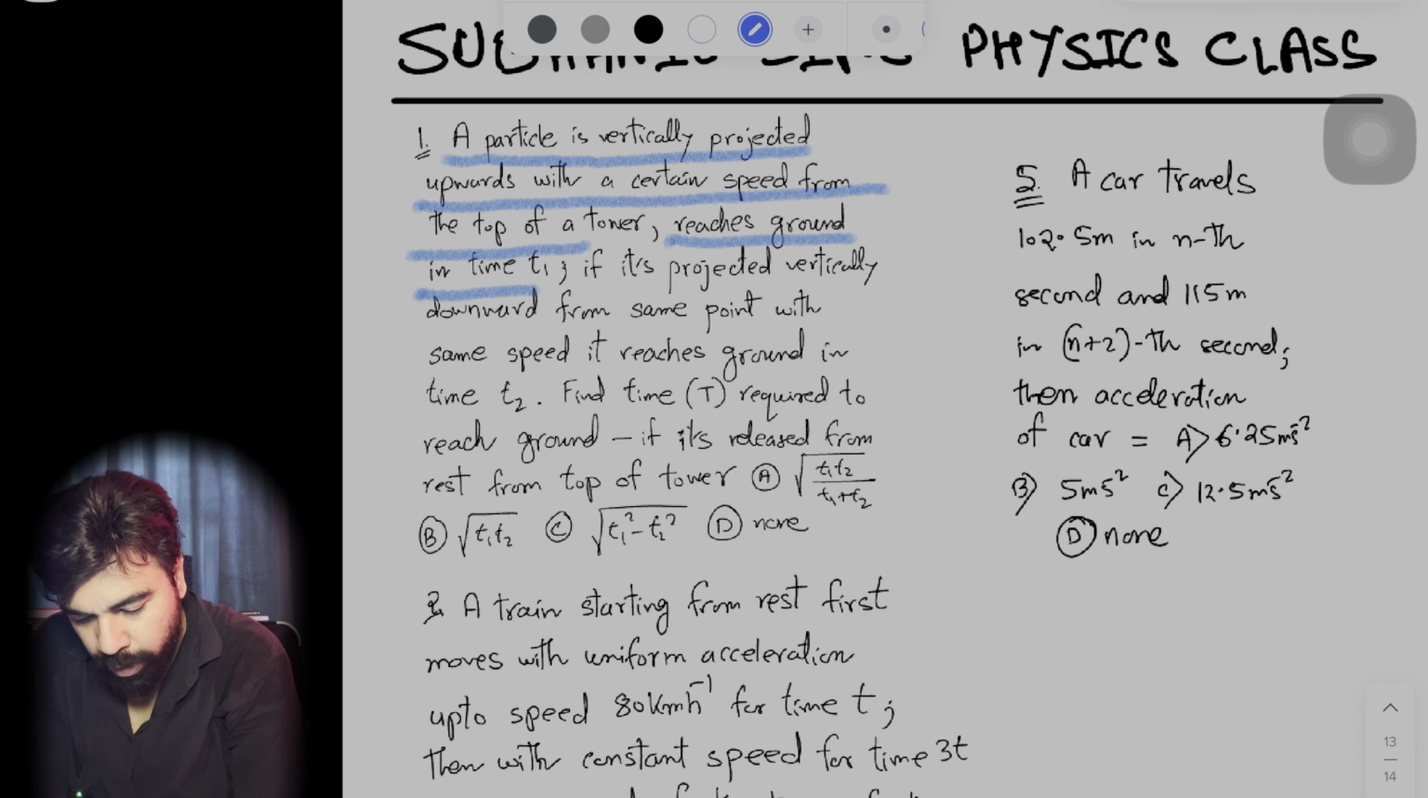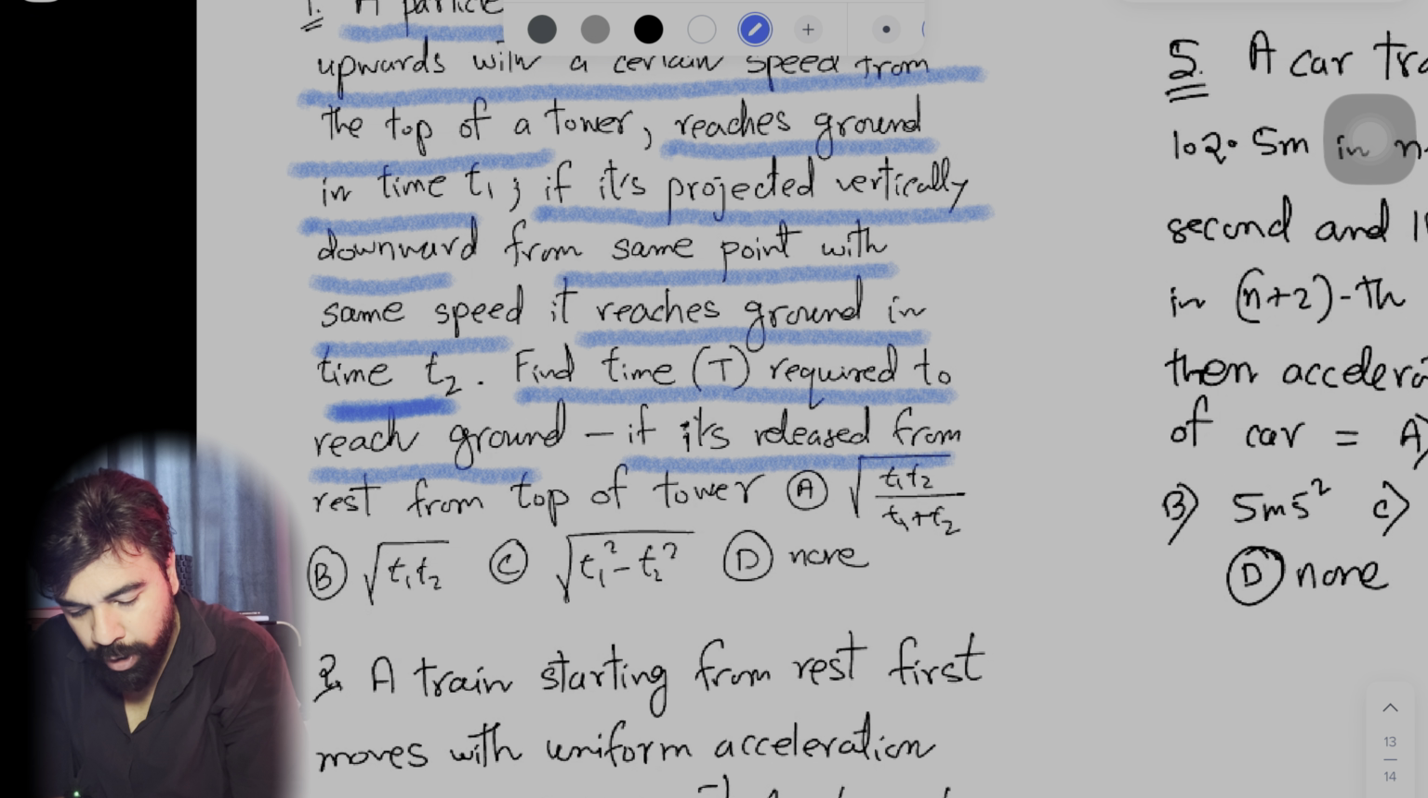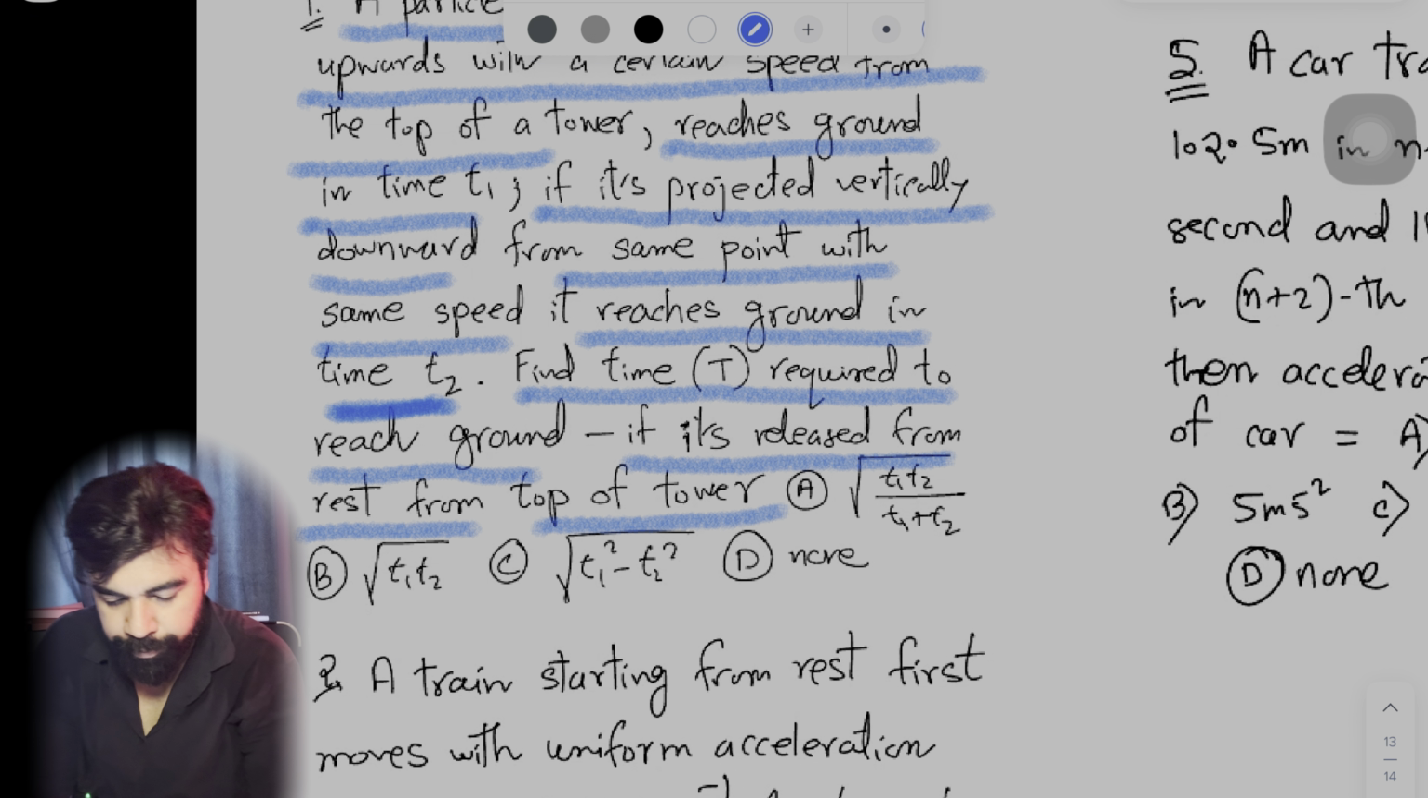So we'll discuss these two questions today. The first question says that a particle is vertically projected upwards with a certain speed from the top of a tower, reaches ground in time t1. If it is projected vertically downward from the same point with the same speed, it reaches ground in time t2. We have to find the time required to reach ground if it is released from rest from the top of the tower. So these are the options given.